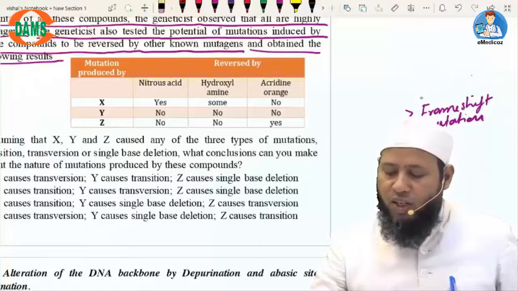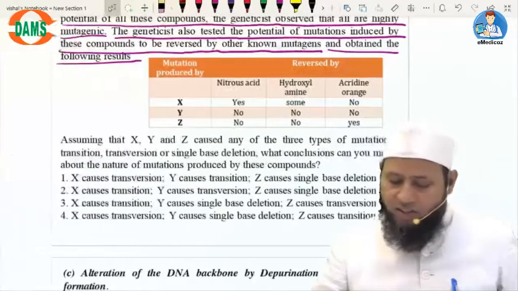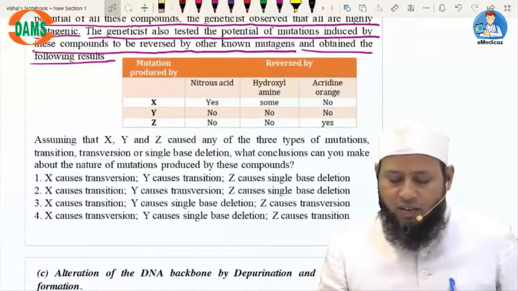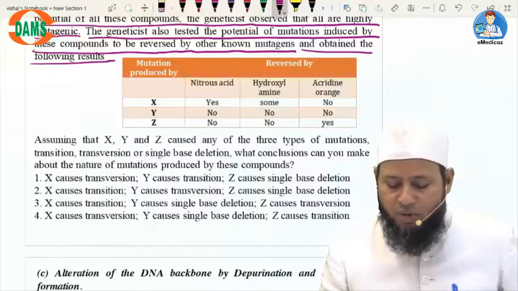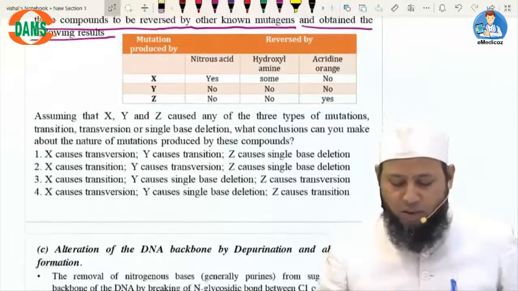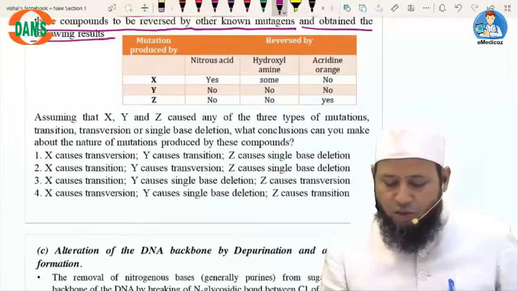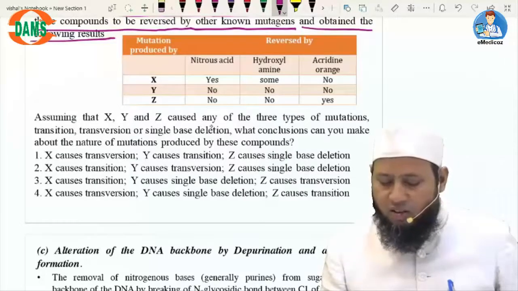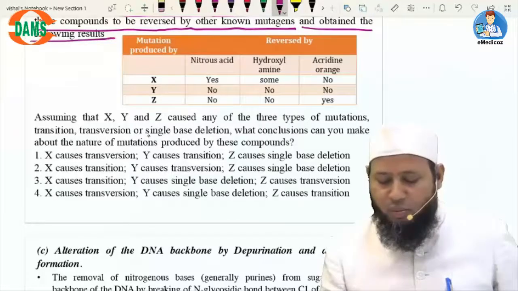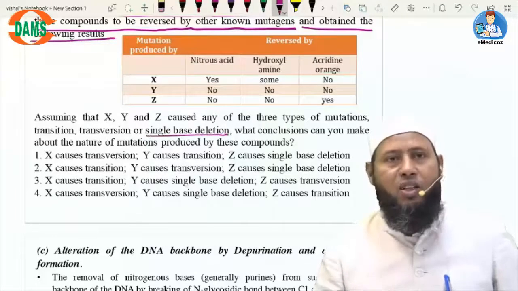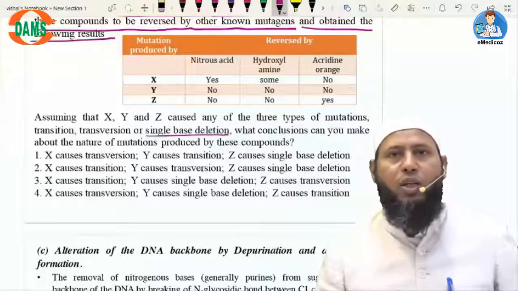So now once we have identified, or dissected out, that X is a transition kind of mutagen, Y is a transversion kind of mutagen, and Z is a frame shift kind of mutagen, we look at the options, assuming that X, Y and Z caused any of the three types of mutations: transition, transversion, or single base deletion. Single base deletion will definitely create the frame shift mutation. So keep that one in mind.